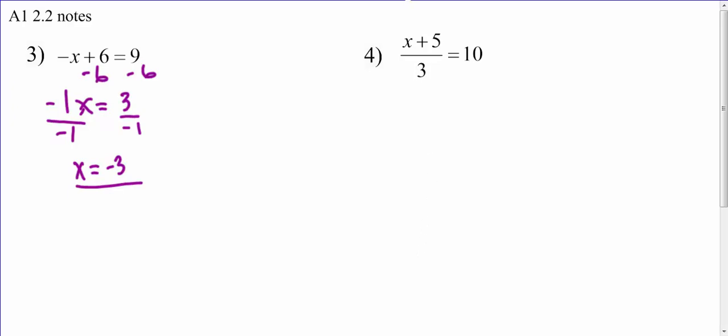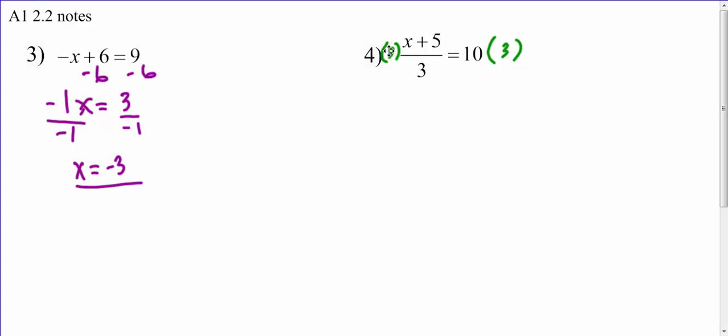All right, let's look at number 4. Now, in this case, because of a grouping symbol, this big fraction bar, I'm actually going to have to deal with multiplication before I address the addition and subtraction. So we still are considering that order of operations, but those grouping symbols are changing the order that we're going to attack this one. So we're going to multiply both sides by 3.